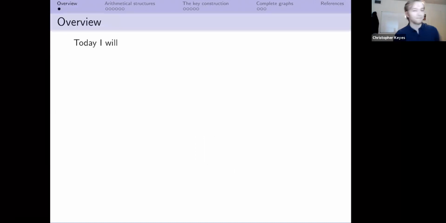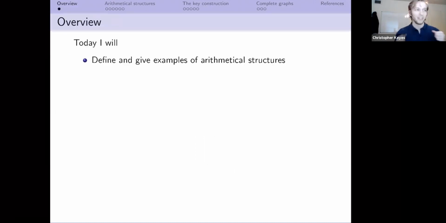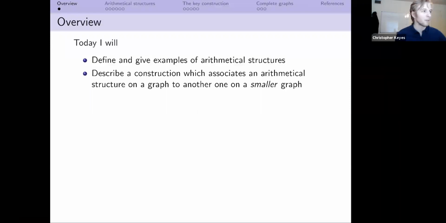Today what I want to do is start by first defining the objects. I'm going to say what arithmetical structures are and draw lots of pretty pictures to give some examples. And then I'm going to describe a construction that Tomer and I came up with, which associates to an arithmetical structure on a graph G to another arithmetical structure on a smaller graph. I really should say smaller in quotes here. I just mean a graph with one fewer vertex. And again, I'll draw lots of pictures for everybody here.